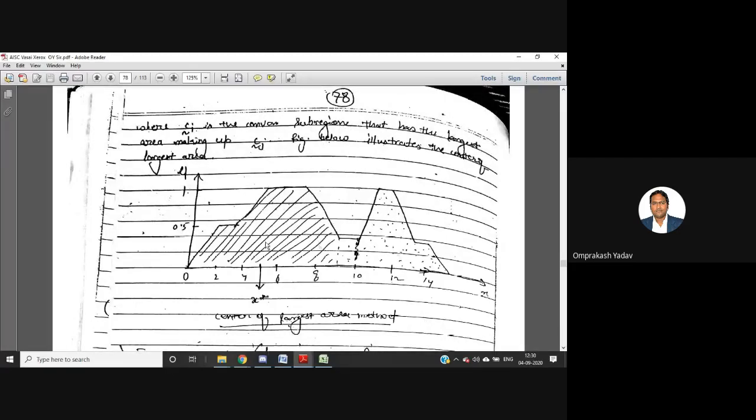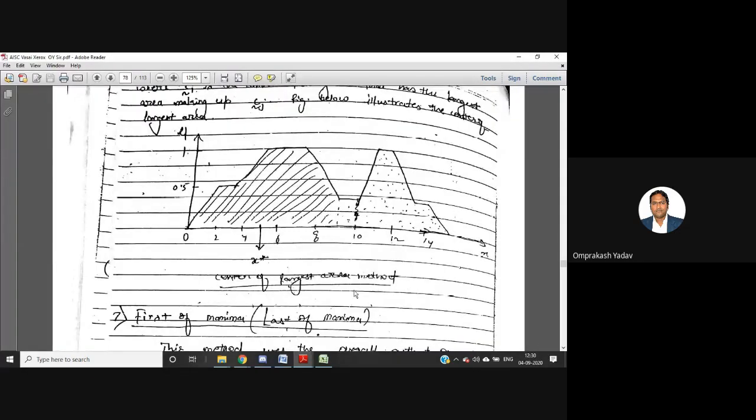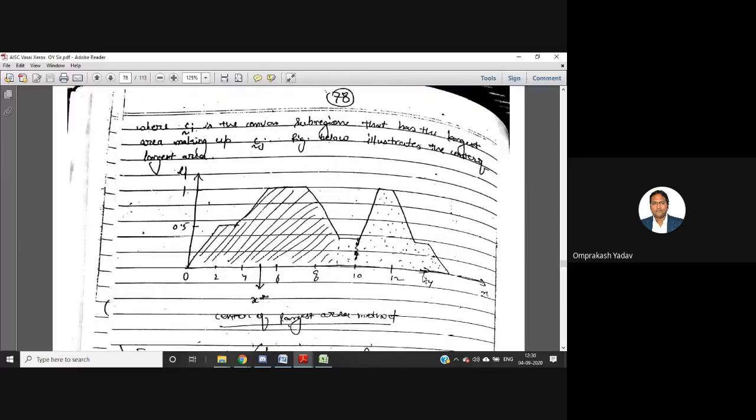So if you see here, we have this output diagram. From this particular diagram, it's clear that there is one small area and some bigger area. So the name is the center of largest area method. Basically in this method, we try to see which is the largest area and then we select the center of that particular area. From the figure it's clear that this area is larger than this particular area, so we are going to select the center of this particular area. This is the idea.